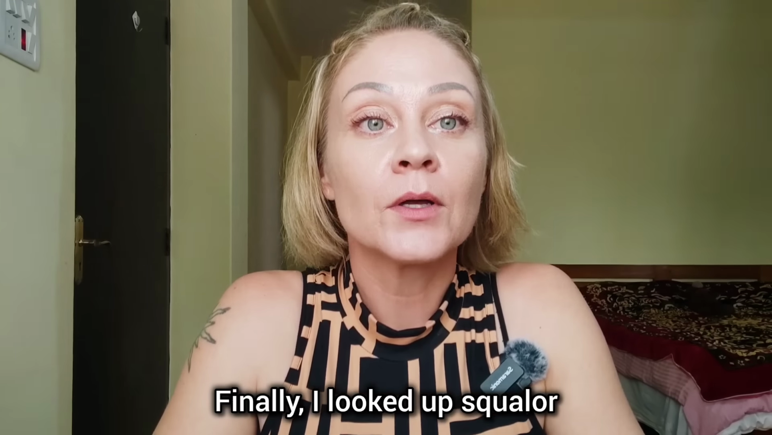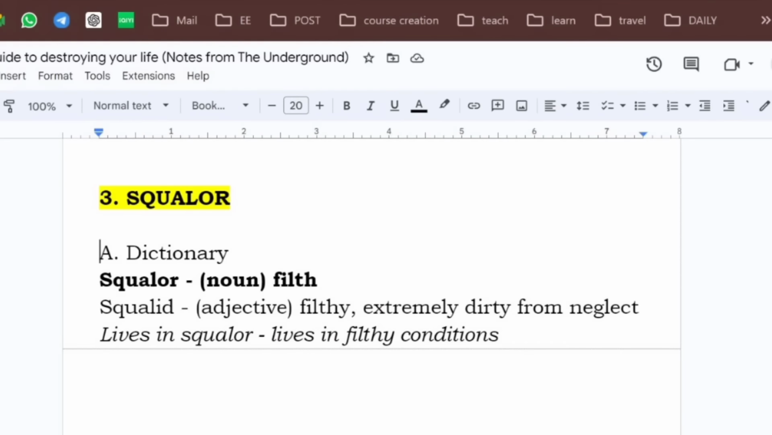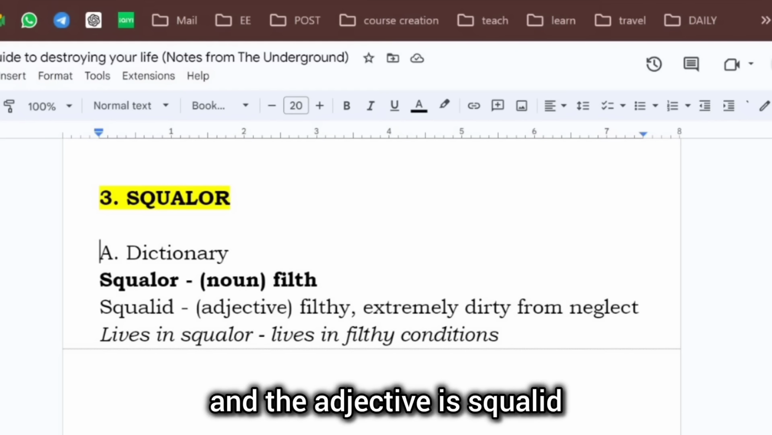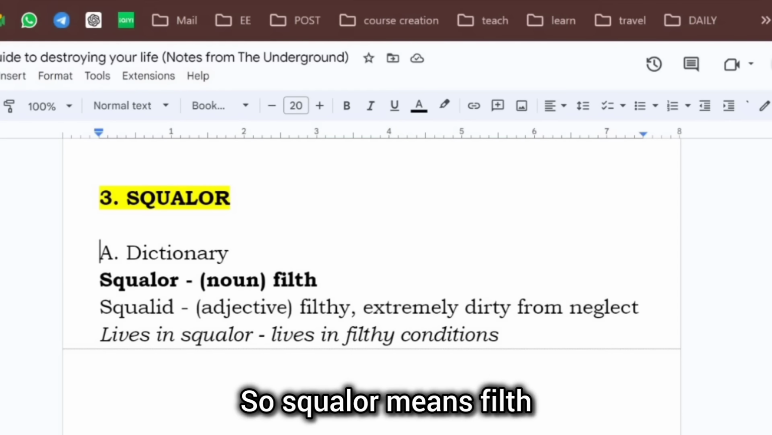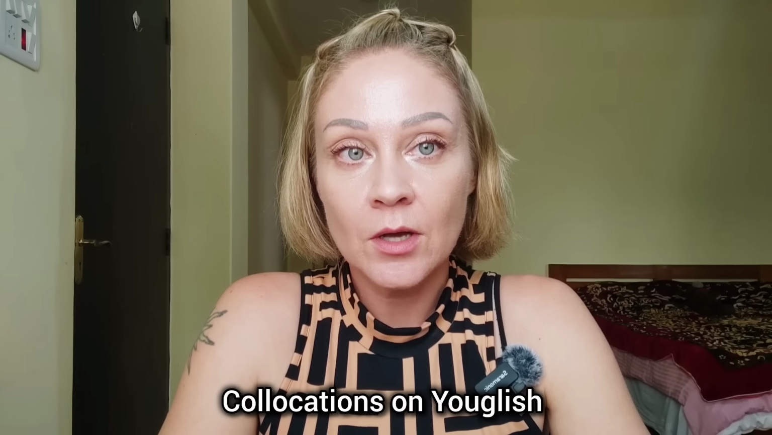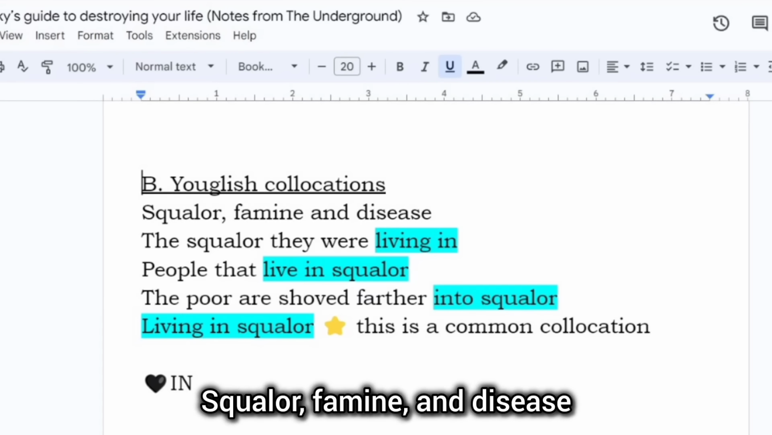Finally, I looked up "squalor." Squalor is a noun, and the adjective is "squalid." So the adjective means something like dirty or filthy. So squalor means filth. Collocations on Yoglish: squalor, famine, and disease.